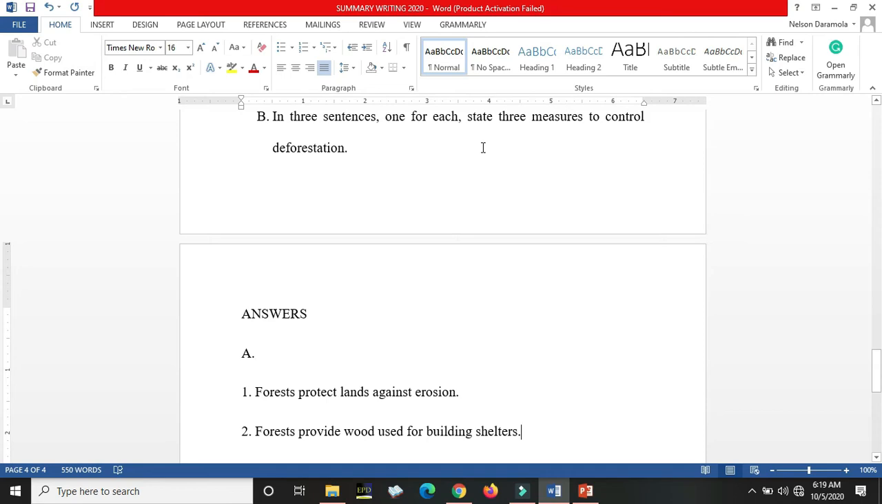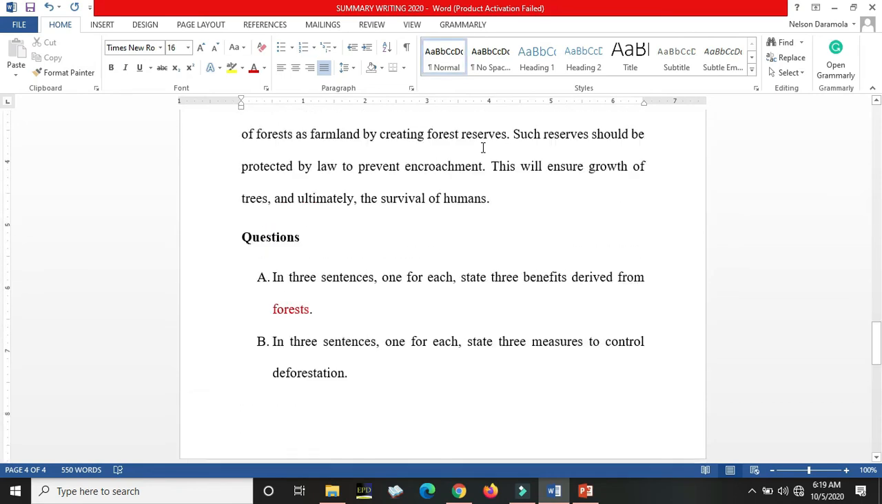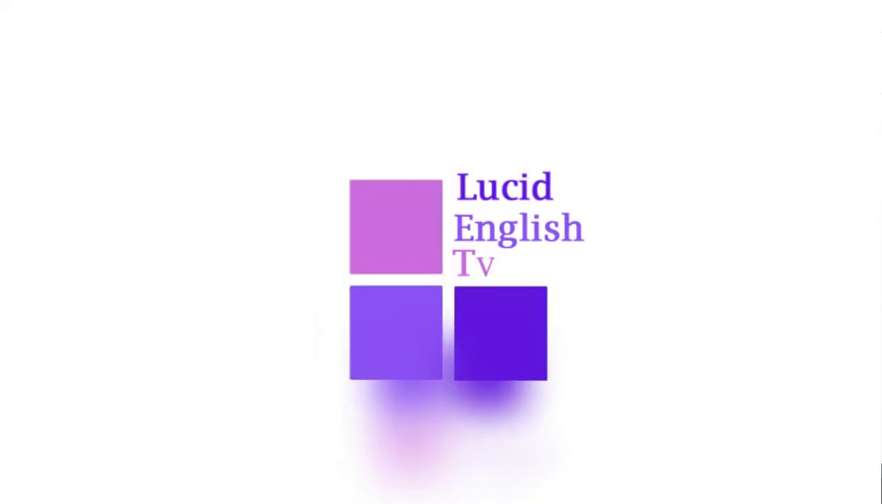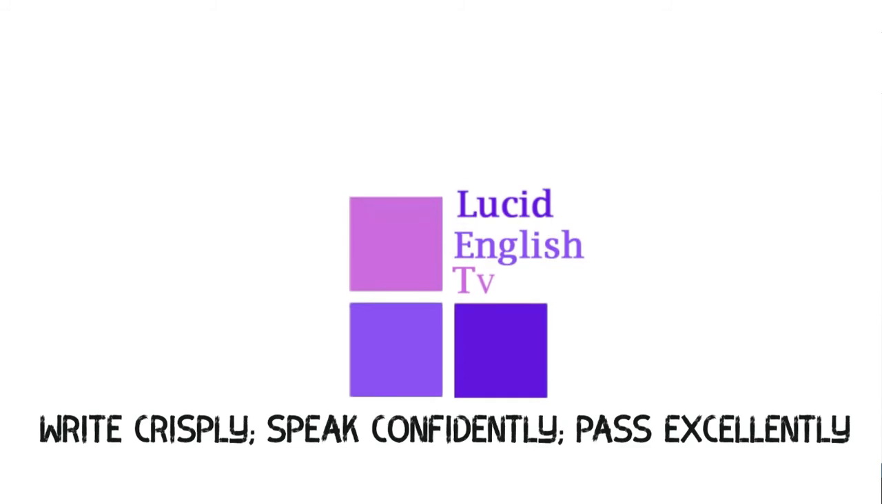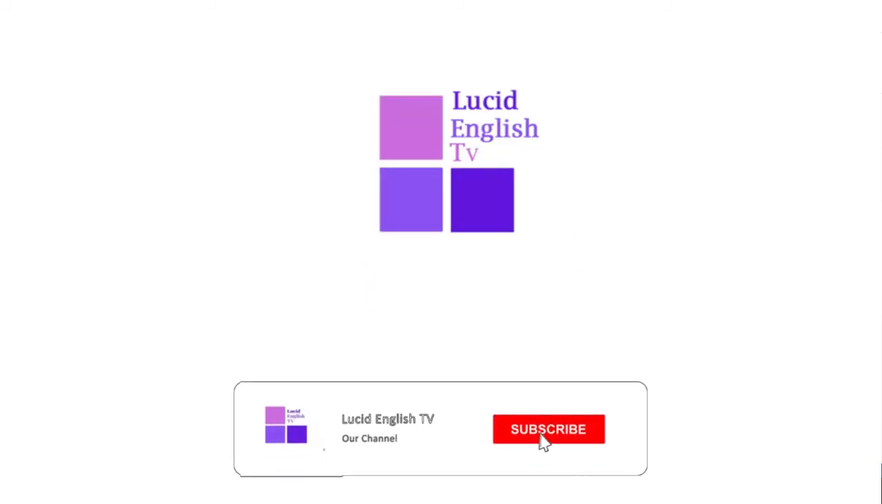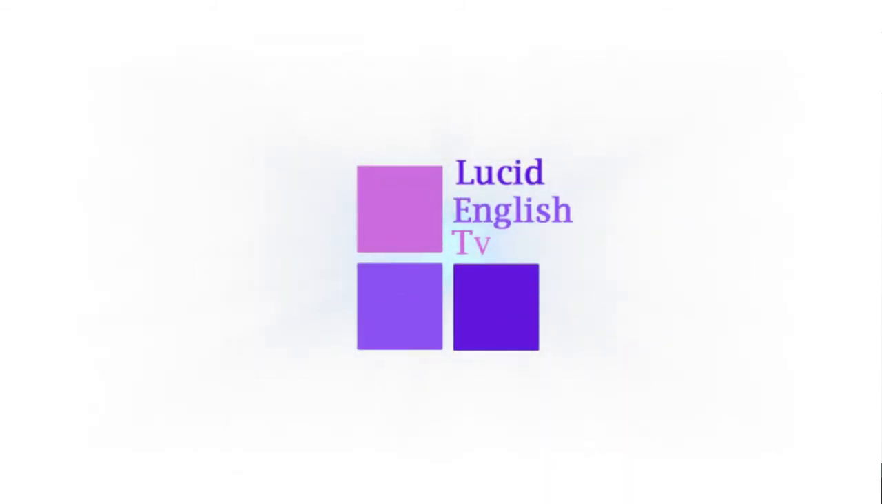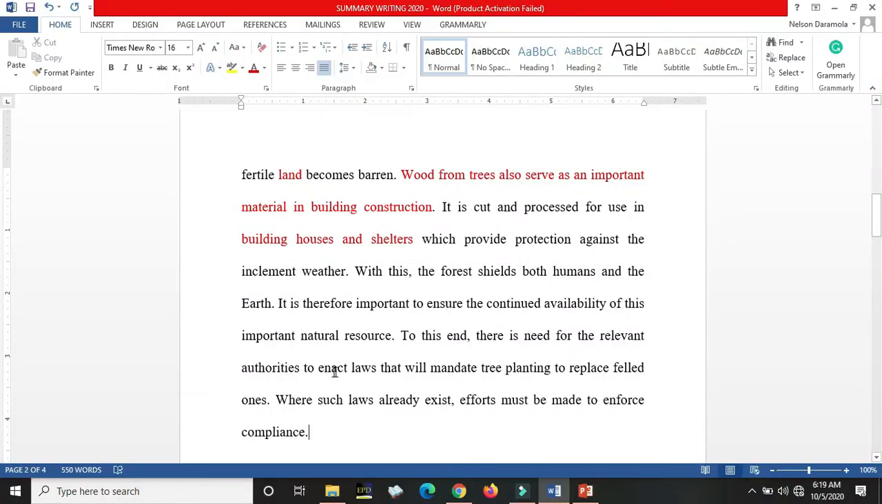So let's move on. Let's see if there are other things you should see. That'll be the third one very quickly. Now to this end, let's see another one, with this the forest shield human. Okay, it is therefore important to ensure the continue. Okay, let's move on. There is need for relevant authorities to enact laws that will mandate tree planting. Okay, so we are going to use green for this. That's B. Don't forget, we have not done number 3 because we have not seen it.